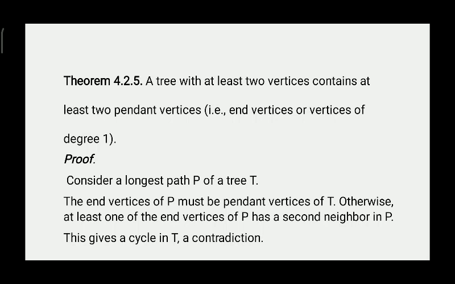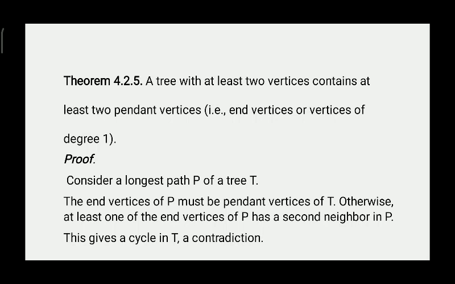Okay. Here, we are going to prove that a tree with at least two vertices always contains at least two pendant vertices. So, consider a longest path P of a tree T. What is T? T is a tree in which we have taken a longest path P. Then the end vertices of P must be pendant vertices of T. A path is an alternating sequence of vertices and edges. So the path has two end vertices, the initial vertex and the terminal vertex, which will definitely have degree 1. Therefore, the path must contain two pendant vertices.